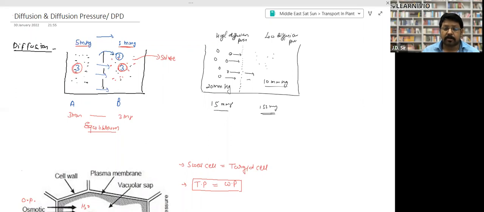Is it clear or not? So how much deficit is there? Minus 5 mmHg. When this 5 mmHg is transferred from here to here, right? Then what will happen? Then this process will stop, right? So this is called diffusion pressure deficit. The deficiency, the deficit at the lower end. Did you get it or not?